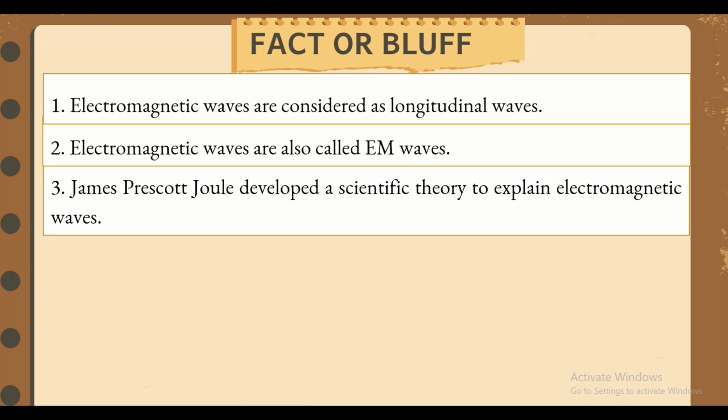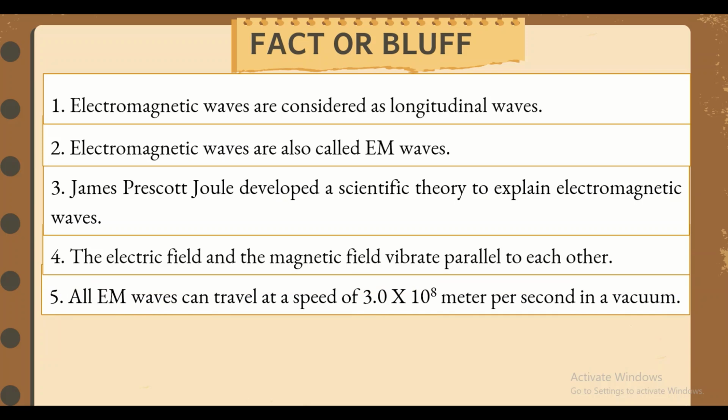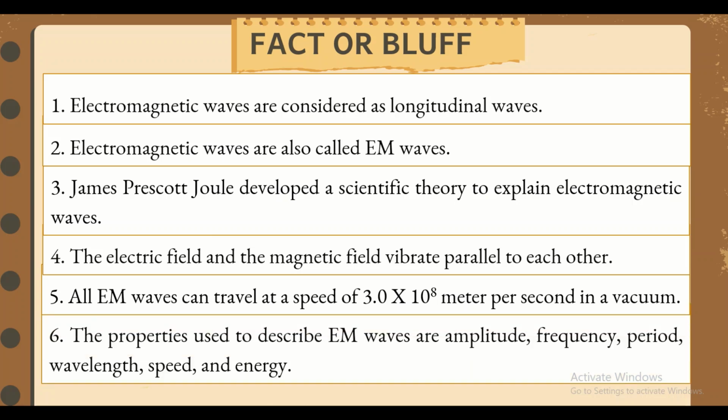Number 3. James Prescott Joule developed a scientific theory to explain electromagnetic waves. Next, the electric field and the magnetic field vibrate parallel to each other. Number 5. All EM waves can travel at a speed of 3.0 times 10 raised to 8 meter per second in a vacuum. And the last one, the properties used to describe EM waves are amplitude, frequency, period, wavelength, speed, and energy. Let's find out the answers.